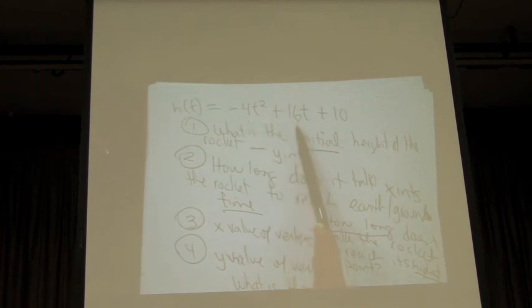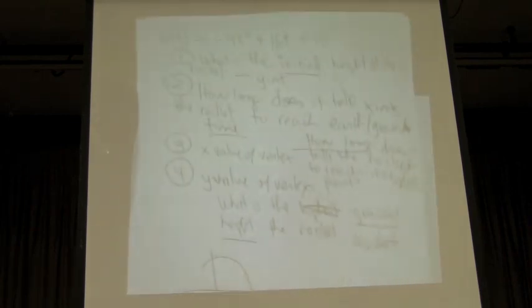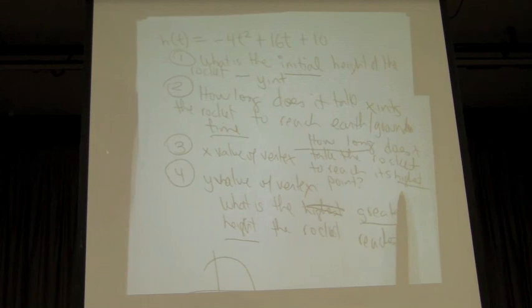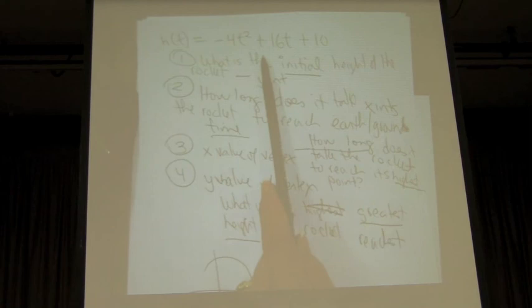Yes. Negative 16, negative b, over 2a, over negative 8. Negative 16 over negative 8, what's that? 2. How long does it take the rocket to reach its highest point? 2 seconds. It's negative b over 2a, right? Yes. What is the greatest height of the rocket? What do we do? Plug in 2. Plug in 2 into that equation.